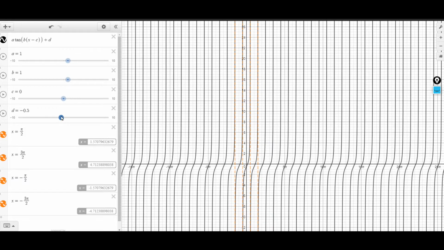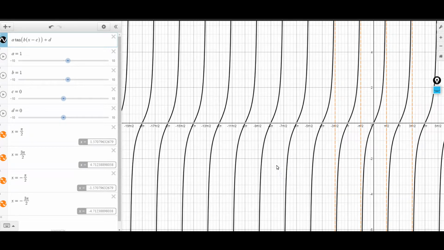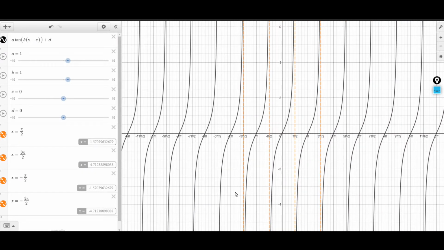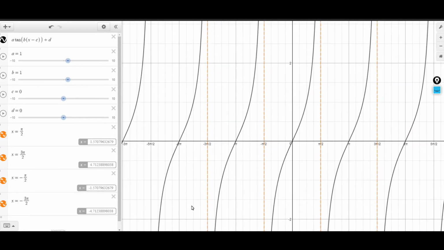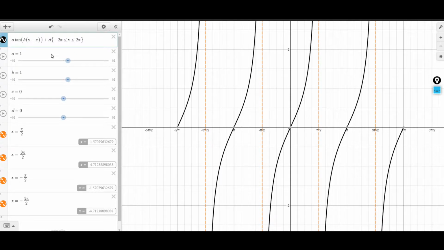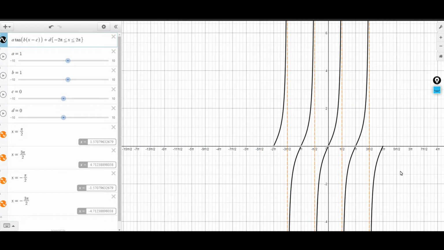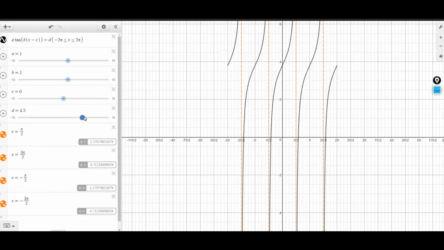Let's see, how can I show this to you? You know what? If I put a domain restriction, I should be able to show it. So let me pause it and change the way the graph is written a little bit. Give me a second. Okay, this should be about where we were at. All I've done is cut off the rest of the graph just so that you guys can see clearly what's happening.